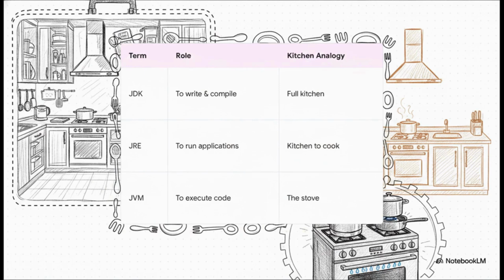I love this analogy. It really clears things up when you hear about JDK, JRE, and JVM. Think of it all like a kitchen. The JDK, the development kit, is the full kitchen. It's got everything you need to invent and write brand new recipes. The JRE, the runtime environment, is more limited. It's just what you need to cook existing recipes. And the JVM, well, that's the stove. That's the part that does the actual cooking, the heavy lift.